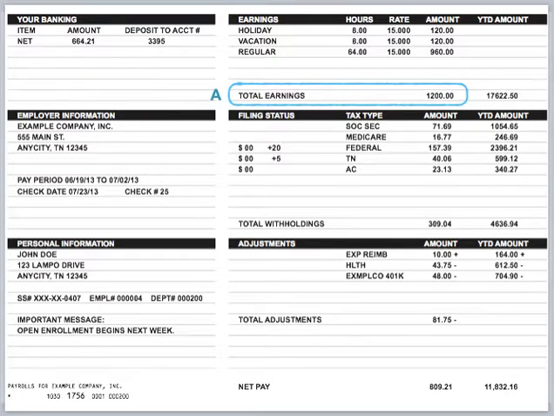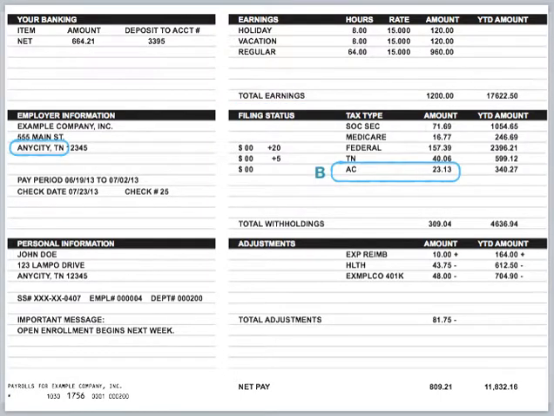Question B is actually the trickiest one on here because question B is asking how much local tax is deducted from the paycheck. And when they're asking about local tax, they're naming it after the city the company is in, which they're calling Any City. So this AC under taxes here, that's the local tax for Any City. So 23.13, that's the answer for question B.